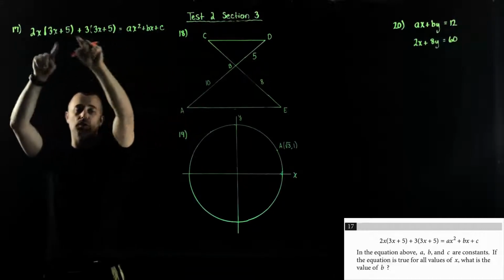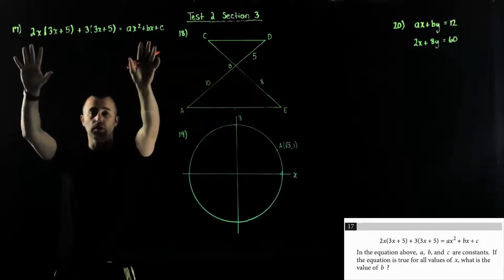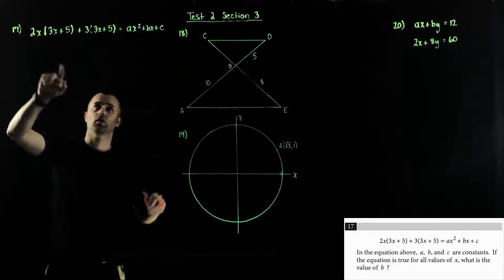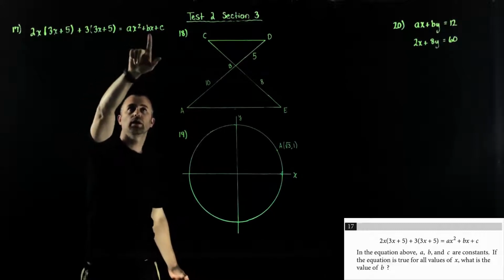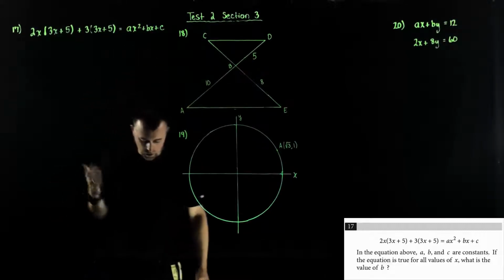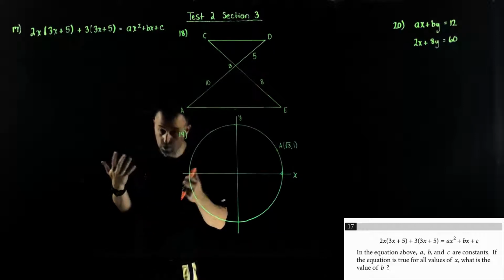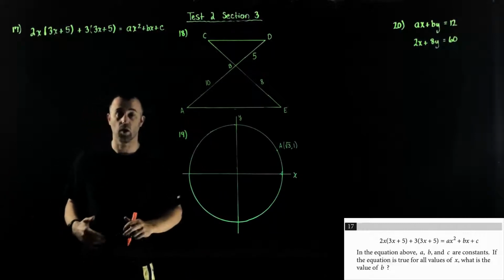So that means I need to multiply everything out. So we're going to multiply everything out here. Once we do that, it will be in this form, so I'll know what A, B, and C are. Now this one, they want us to find the value of B, but again, it doesn't matter. I'll have all of them.